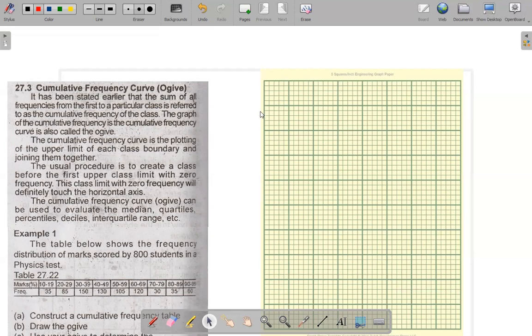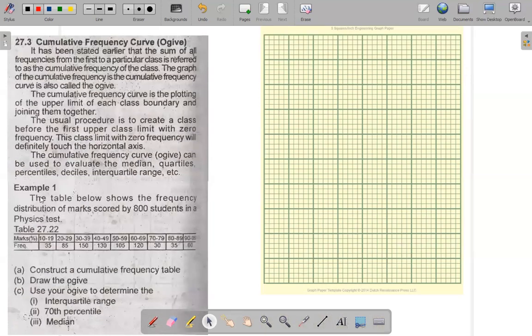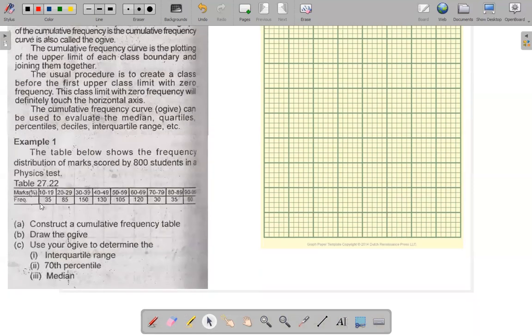So this example one here explains it better. It says the table below shows the frequency distribution of marks scored by 800 students in a physics test. We have 10 to 19, 20 to 29, 30 to 39, and so on. We are to construct a cumulative frequency table, use it to draw the Ogive, and then use the Ogive to determine the interquartile range, the 70th percentile, and the median.